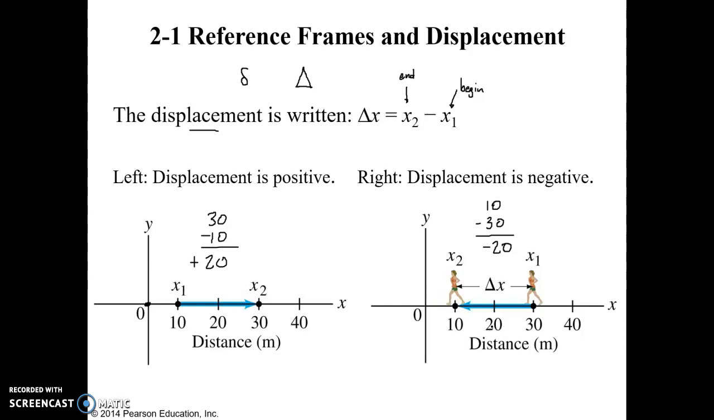And that's because we are setting up the situation using the convention that positive x displacement is to the right, negative x displacement is to the left. And so although the distance traveled in both of these situations is the same, the displacement is different. We have a positive displacement here to the right and a negative displacement to the left.